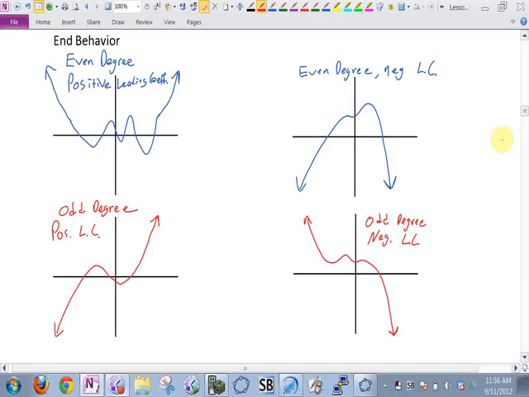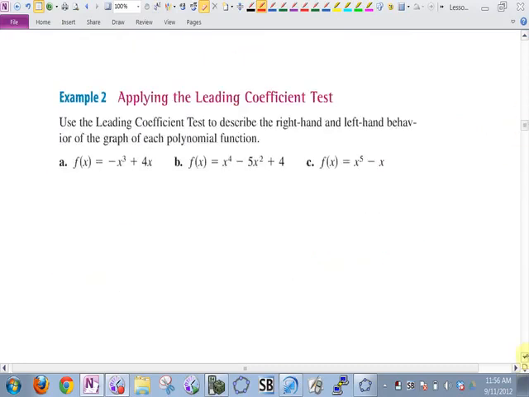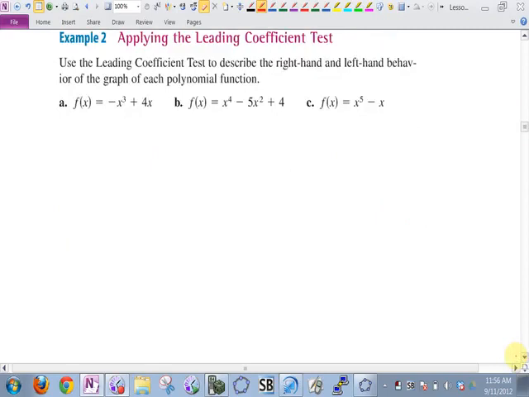All right. So let's do this example here. F of x equals negative x cubed plus 4x. Just by looking at the first term, the degree and the leading coefficient, give me the right hand end behavior and left hand end behavior, and then we want to write it more formally. So what you look at, it's odd, so that tells me that the end behaviors will be different, right? So either up to the right, down to the left, or the opposite of that.